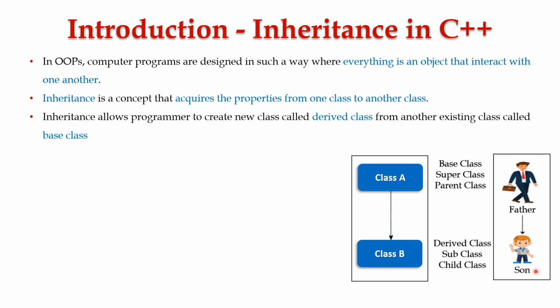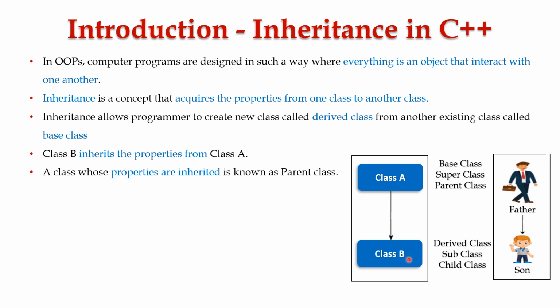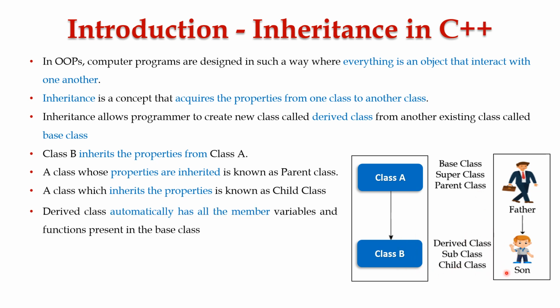We can consider a real-time example where a son derives the characters from his father. So here, a class whose properties are inherited is called a parent class. A class which inherits the properties is called a child class. A derived class automatically has all the member variables and functions which are present in the base class. A derived class can define additional member variables and functions according to its requirements.